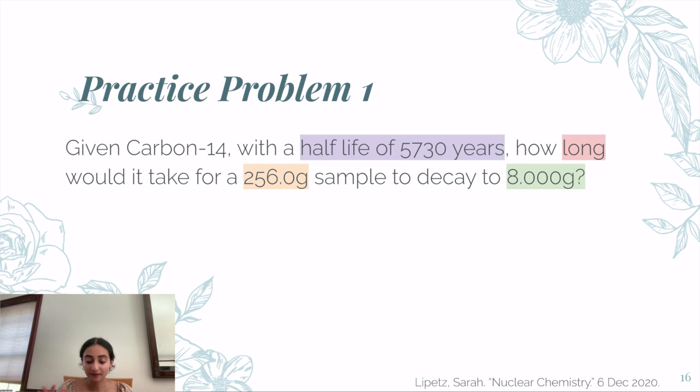So let's assign our variables. We have our half-life, which is in purple. We have our time, which is what we're looking for, how long, that I put in pink. We have our initial amount of 256.0 grams and a final amount of 8.000 grams. Also notice that we have 4 sig figs.